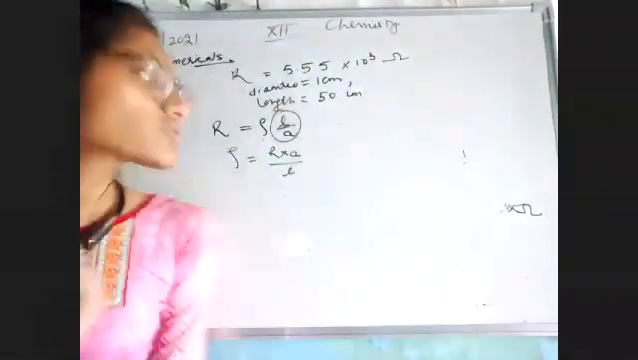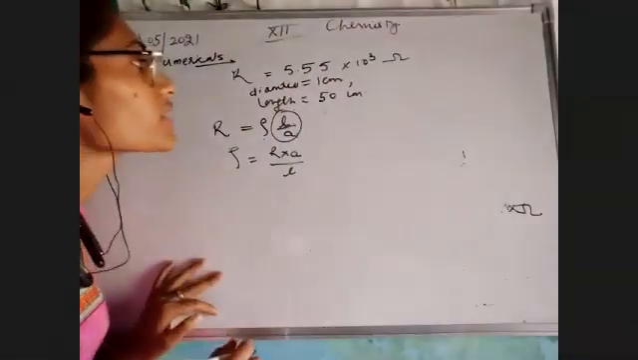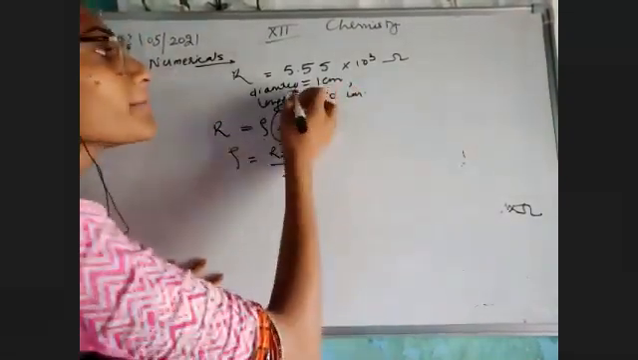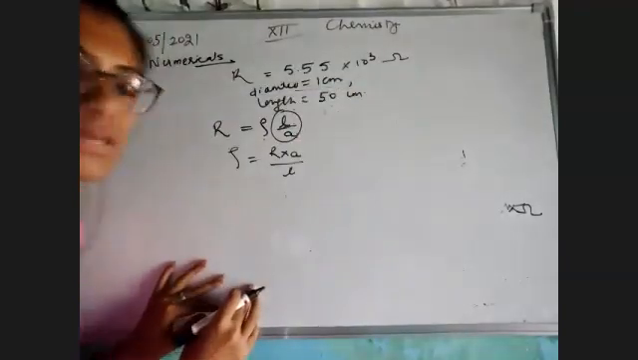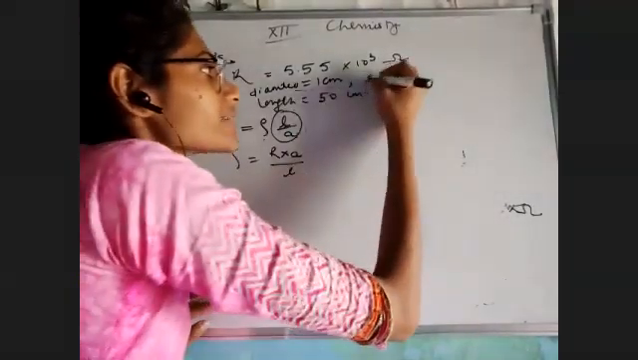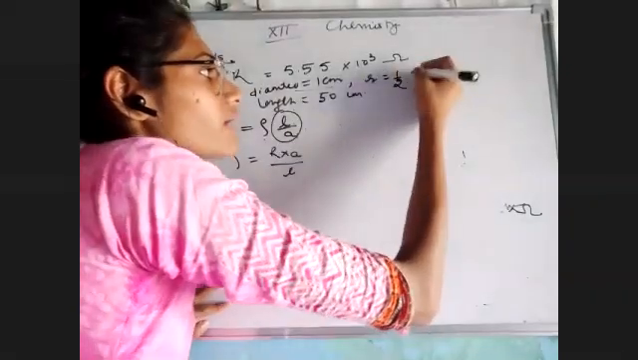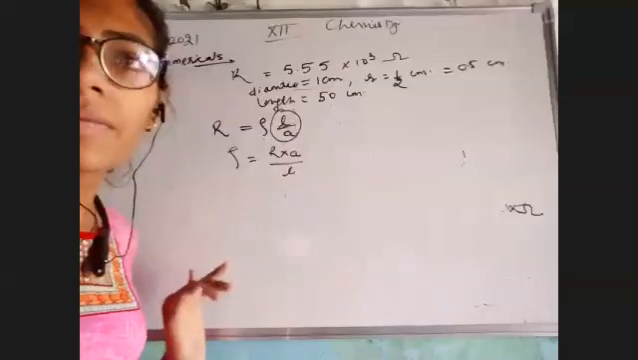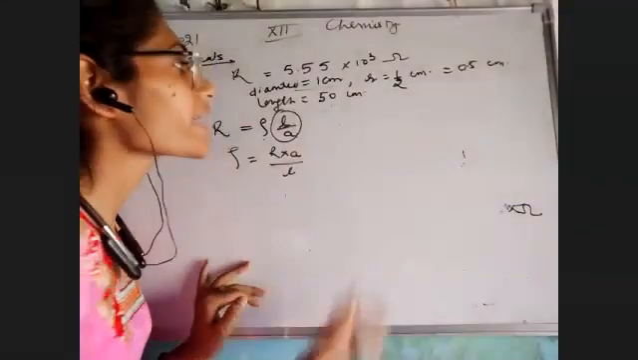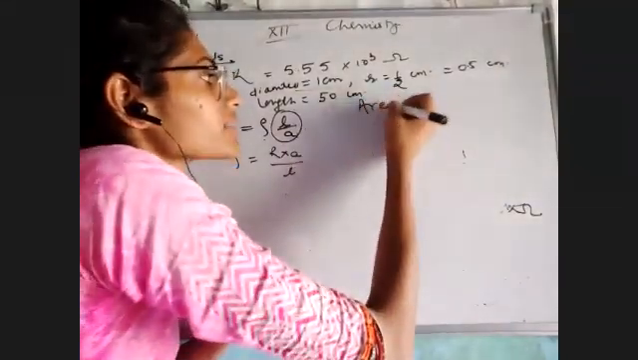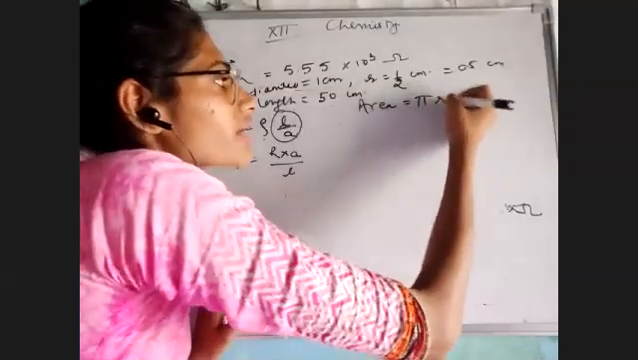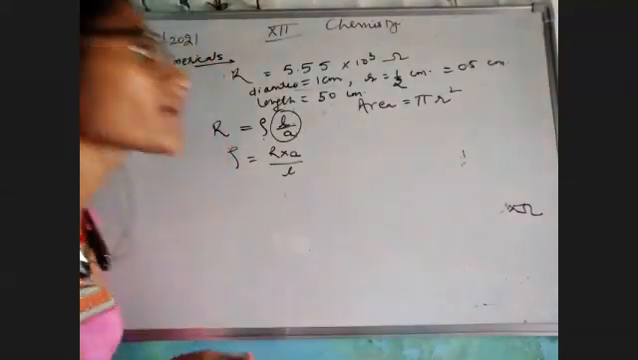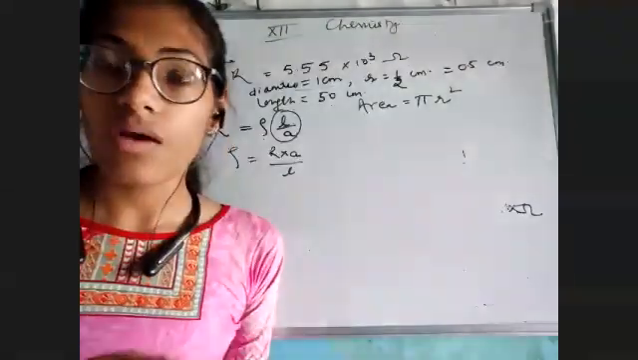Now, first of all, in this particular numerical, I have been provided with length, that is very obvious, but we have also been provided with diameter. And you know very well that radius is exactly half of diameter, that is 0.5 centimeter. Pakka pata hai na? Same as it is, if I have to calculate the area, that is known to be pi r square. The pi r square is the area of a circle.